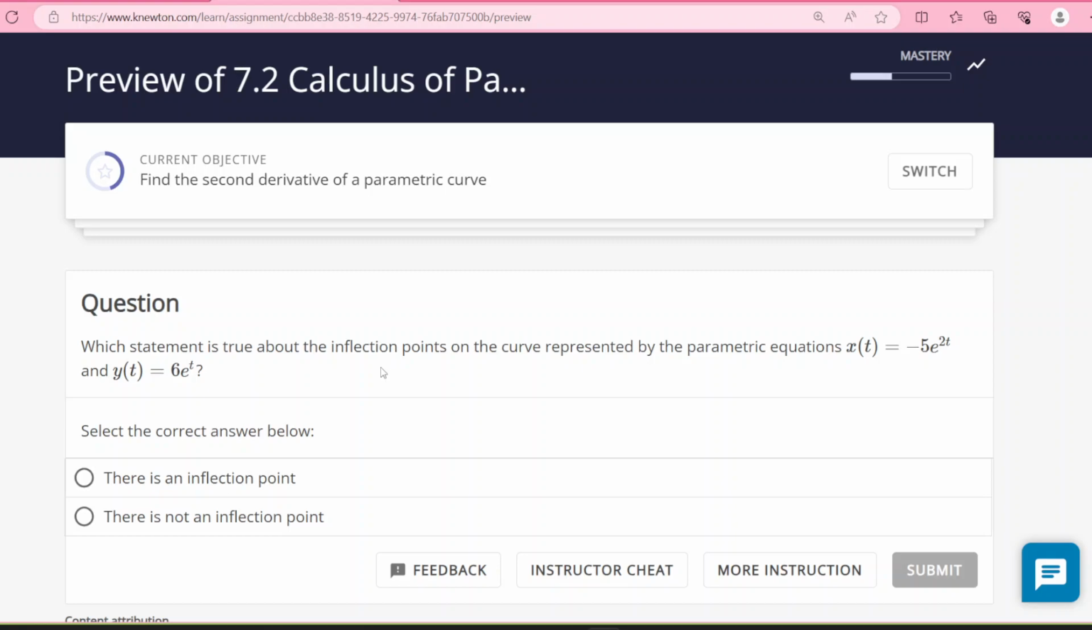An inflection point is where a curve changes from concave down to concave up, or from concave up to concave down. And at an inflection point, the second derivative will be 0 and go from positive to negative or negative to positive around that. So they're asking us here, which statement is true about the inflection point on the curve represented by these parametric equations? All right, so I'll find the expression for the second derivative.